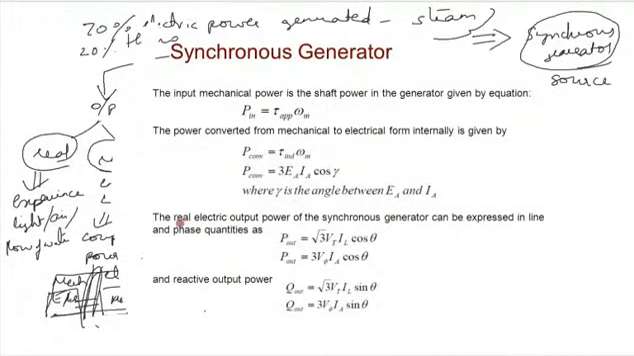Right. So the real electric output power of the synchronous generator can be expressed in line and phase quantities. That's what is given here, guys. Here they have given phase quantities. If you use line voltage and line current, you get root 3 V_L I_L cos theta. P output is 3 V phase I phase cos theta. Okay, this is nothing but the angle between V and I.